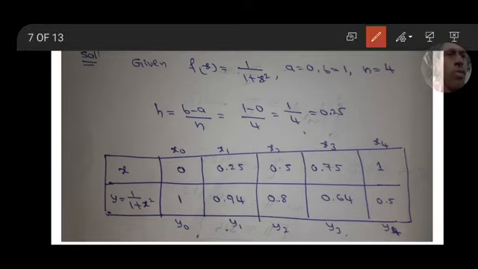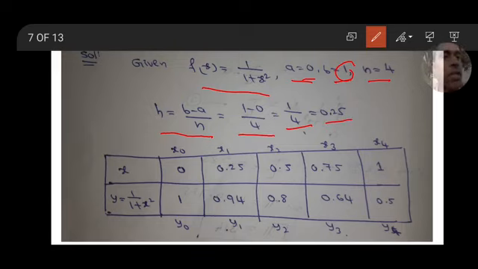So given f of x equal to 1 by 1 plus x square, a equal to 0, b equal to 1 and n equal to 4. Number of equal parts are given 4. So h equal to b minus a by n, we have the formula, 1 minus 0 by 4, that is 1 by 4. 1 by 4 means 0.25.